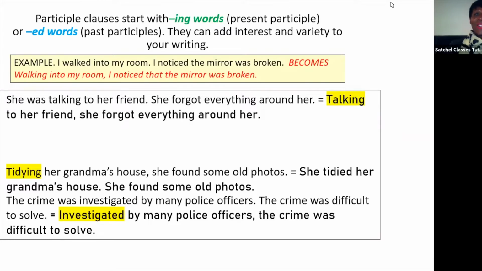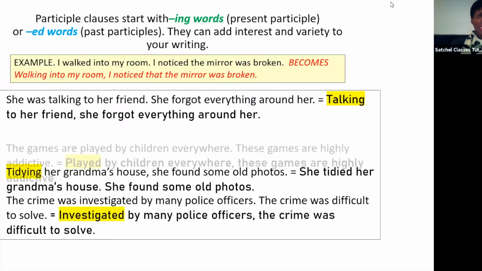Now, why are participle clauses good to use? Well, starting your sentence with a participle, an ing or an ed ending word, will add interest and variety to your writing. So instead of writing two sentences, I walked into the room, I noticed the mirror was broken, you could write, walking into my room, I noticed that the mirror was broken. It adds variety and interest rather than just writing the same word at the beginning of a sentence.